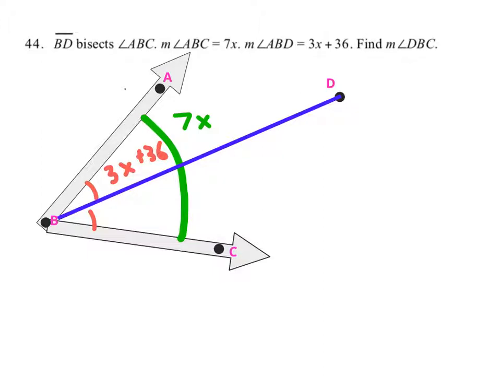Then find the measure of DBC. Well, we know these are equal, right? Because it's bisecting, so that makes them exactly equal.